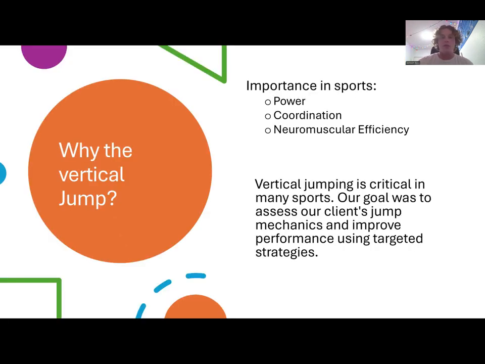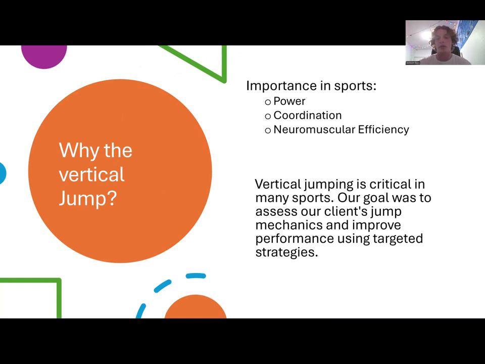So to start off, why the vertical jump? It includes power, coordination, and neuromuscular efficiency. Jumping is used in almost every sport, with the exception of golf. It's very important, whether you're trying to go up for a shot in basketball, jump to catch a football, or jump to reach a tennis ball to swing.